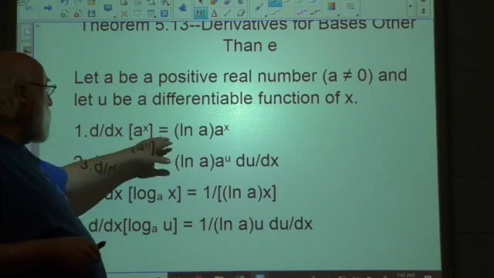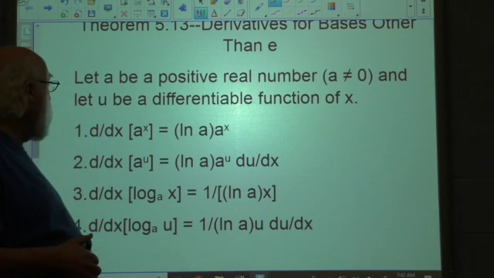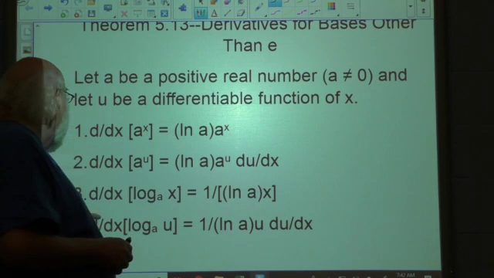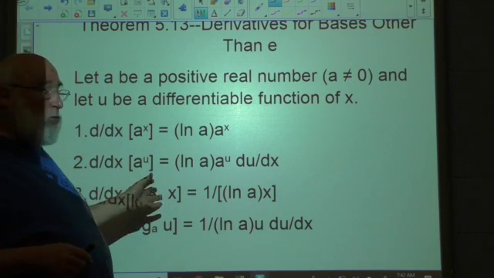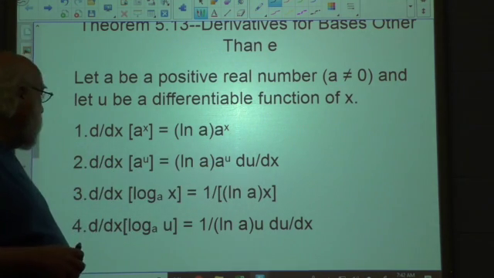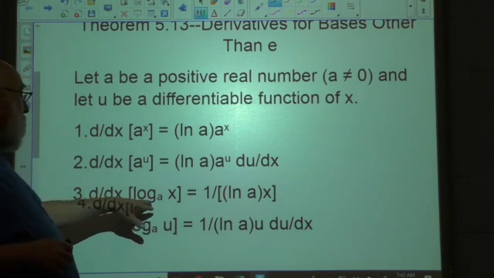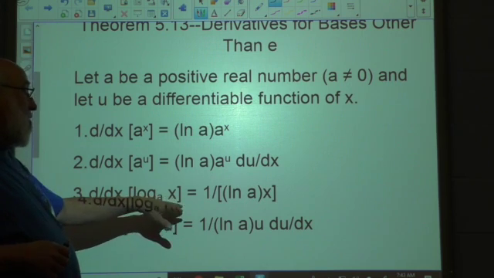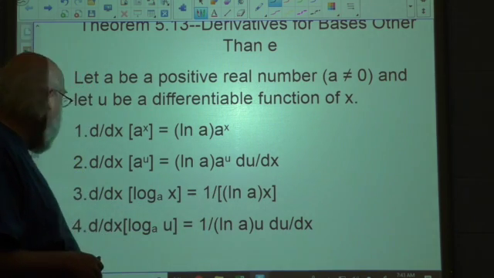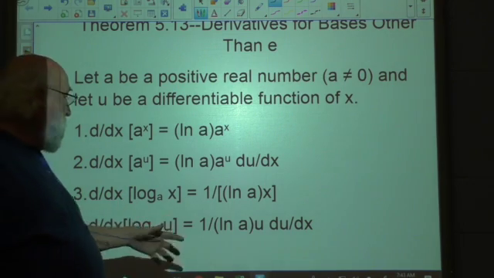The derivative of a to the x is the natural log of a times a to the x power, where x is any number. The derivative of a to the u power, this is the chain rule version, is natural log of a times a to the u, du dx. The derivative with respect to x of the log base a of x is 1 over the natural log of a times x.